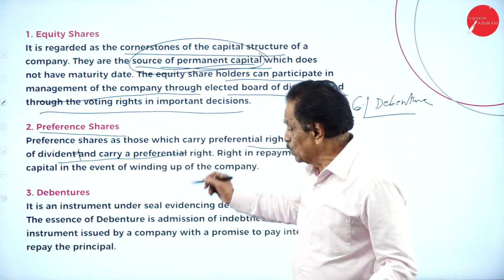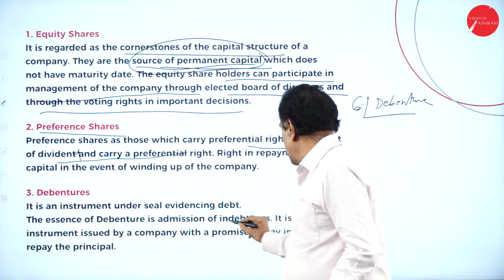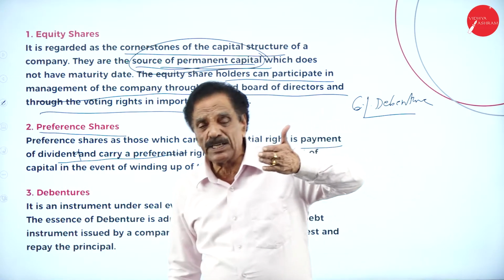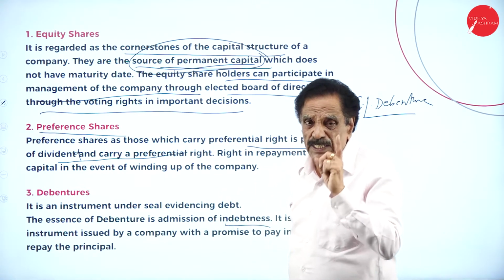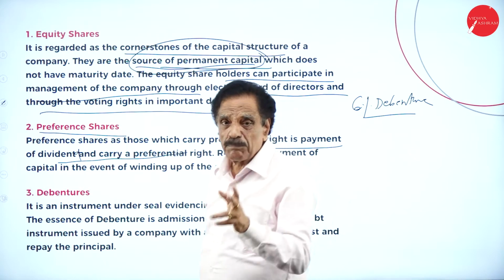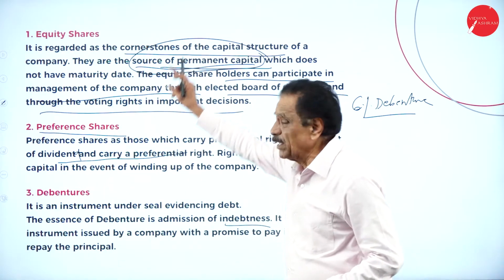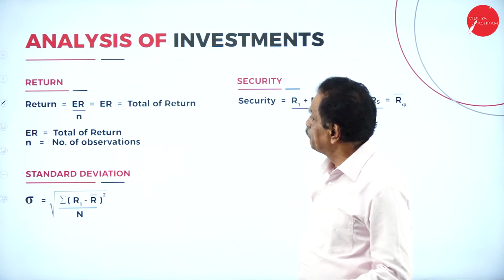A debenture is also an instrument. An admission of indebtedness is there. It is a debt issued by the company. One company will issue the debt to the other company, but the only point is that the rate of interest is fixed. Whether you earn the profit or suffer the loss, you have to pay the interest. A separate note we are going to get here, but I'm just touching the subject.